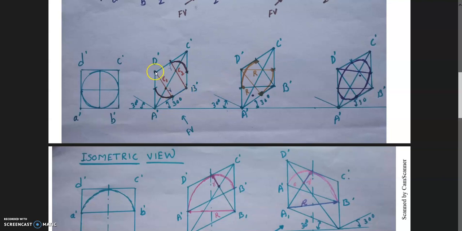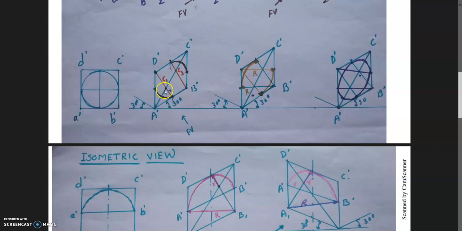Then from the corner points of the small diagonal, B dash and D dash, you can see here, join the midpoint of this line. From B dash you join here, the midpoint. Then from this you join this midpoint. Now you will get this radius, small r.